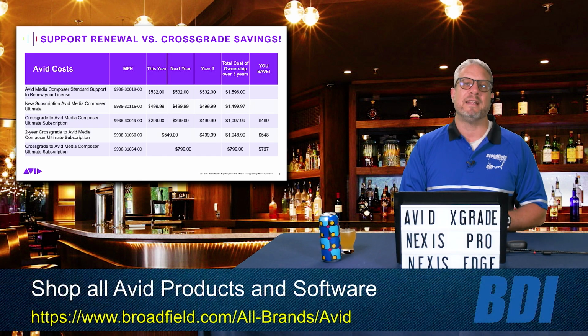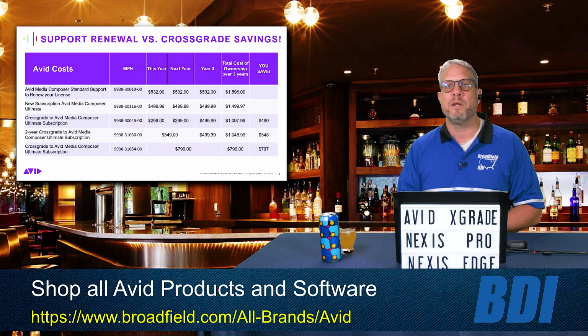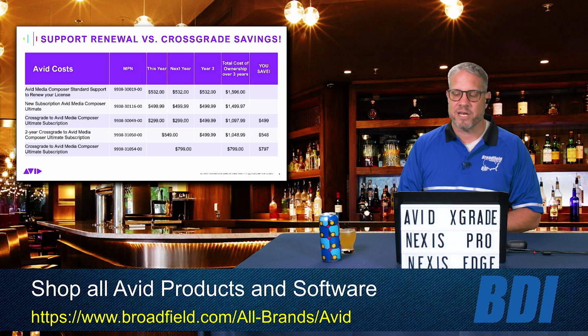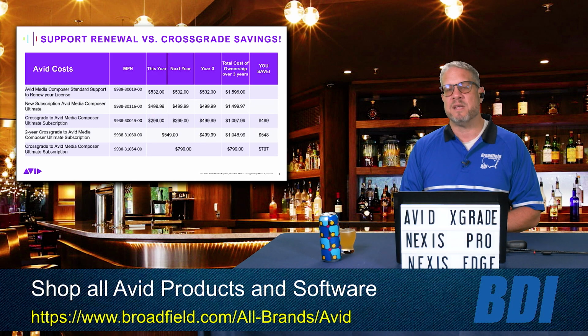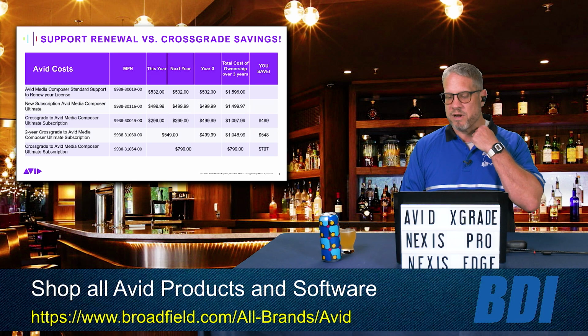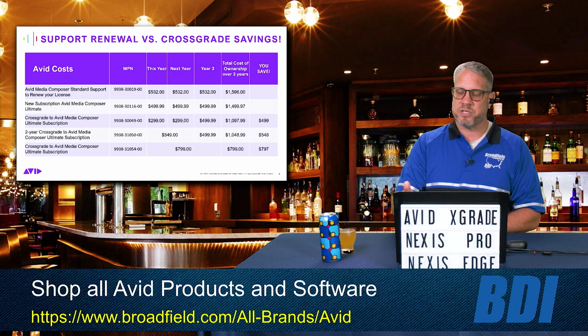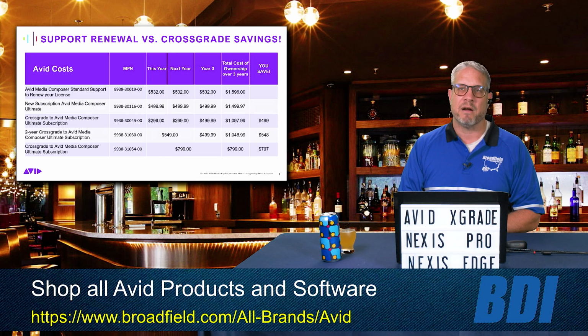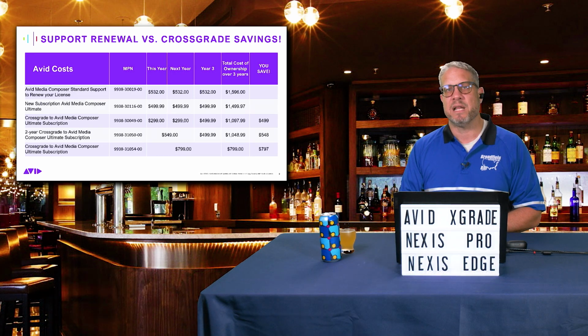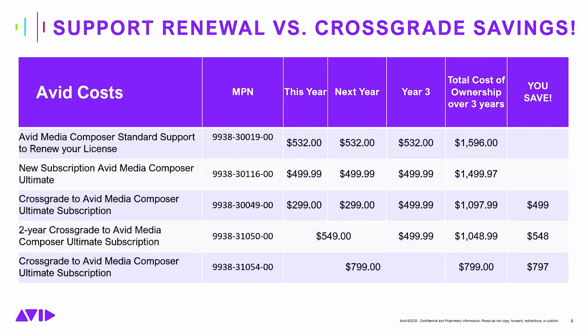If you're looking at that $499.99 as being $32 cheaper than the $532 renewal, really, the move is to go with the Crossgrade at $299, or the 2-year Crossgrade at $549, or the 3-year Crossgrade at $799. And you see in this last column here how those savings can really add up. This is a publicly available spreadsheet and is one that you can share with all of your Avid customers.